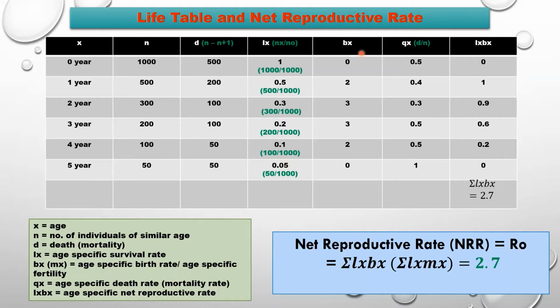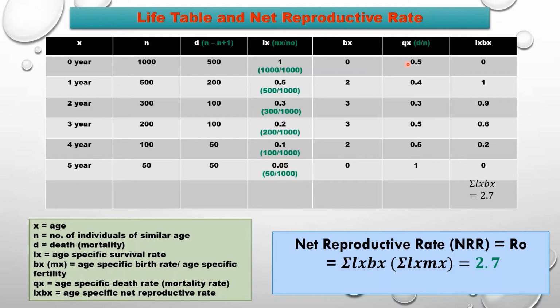Next is BX. BX will be given in the question. Here BX is 0 in 0 year, in 1 year 2, 2 year 3, 3 year 3, 4 year 2 and 5 year 0. Sometimes it will be given as MX.